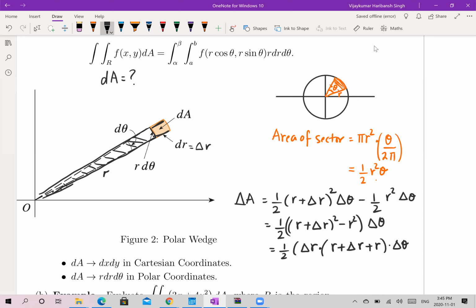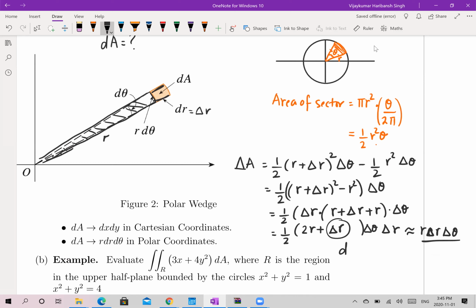So this can be half delta r delta theta times 2r plus delta r, and we can ignore the delta r term comparatively. So we get 2r over 2, which is roughly r delta theta. In this way we can write an approximation. So dA is going to be r dr d theta.